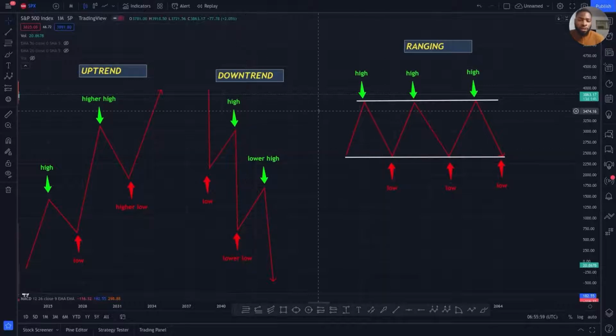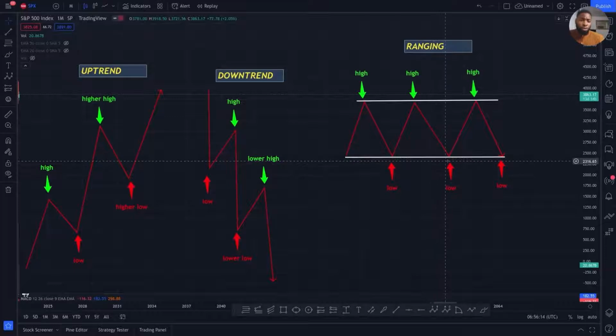You can see this area acts as resistance, so the market doesn't go above this region. Similarly, this downside acts as an area of support. These are all lows, so you have equal lows.